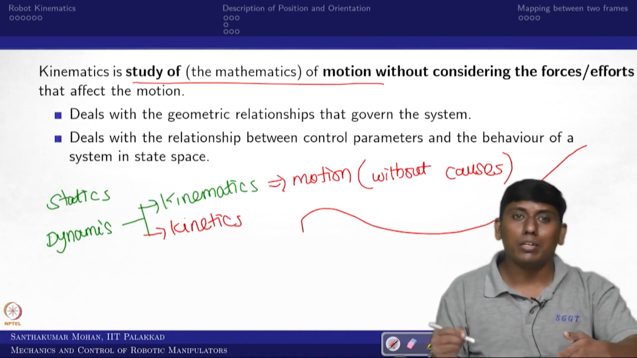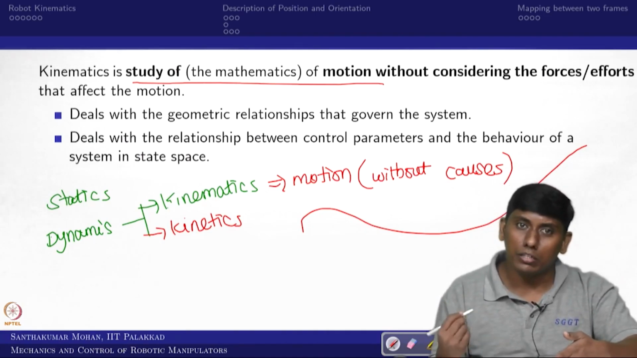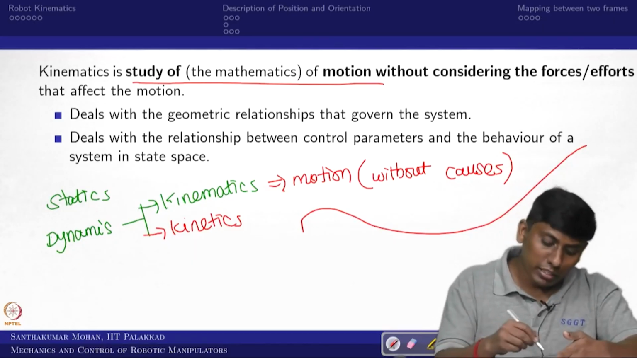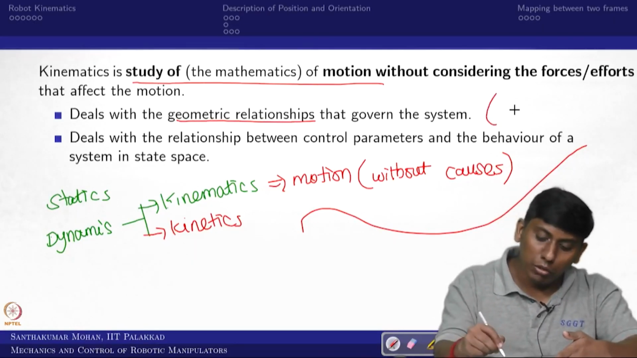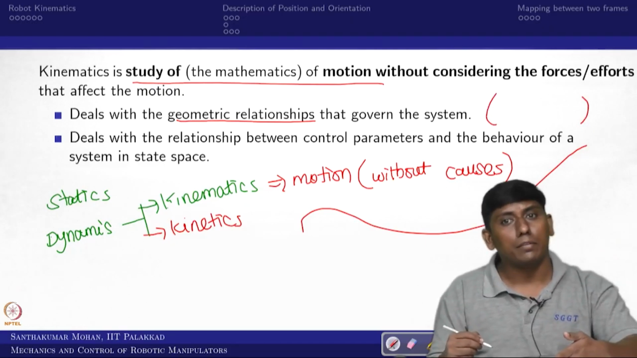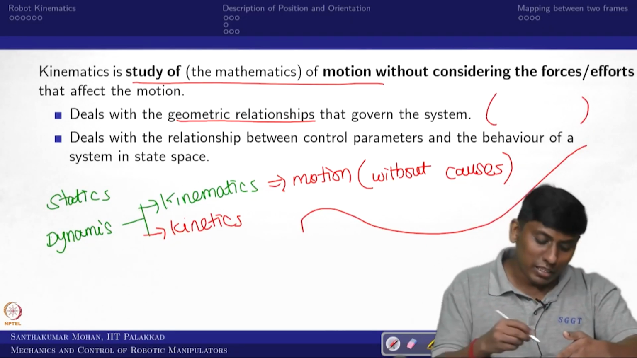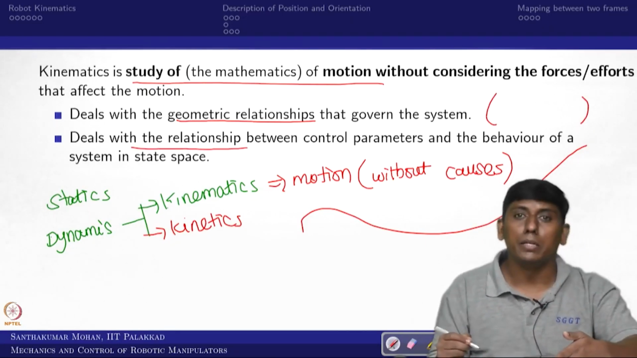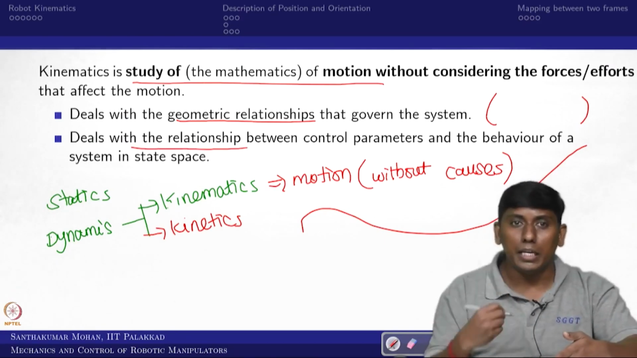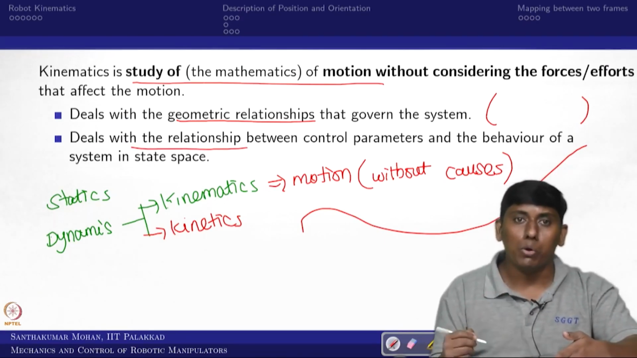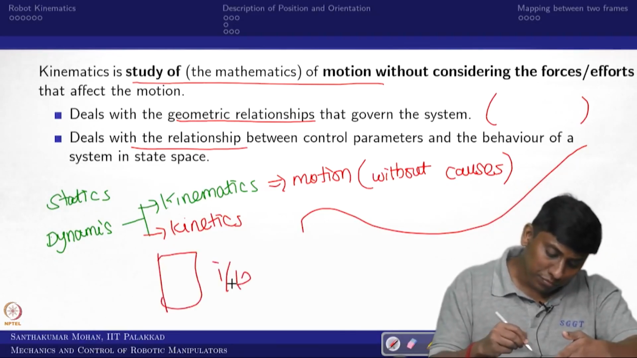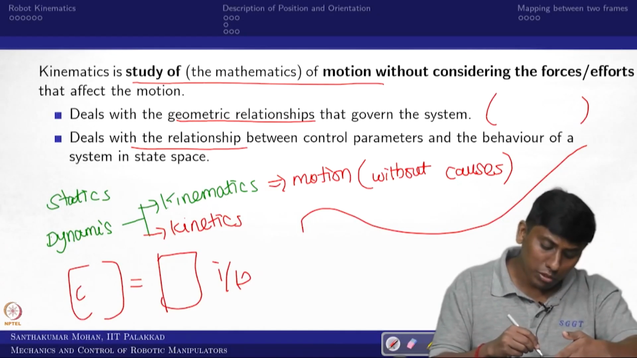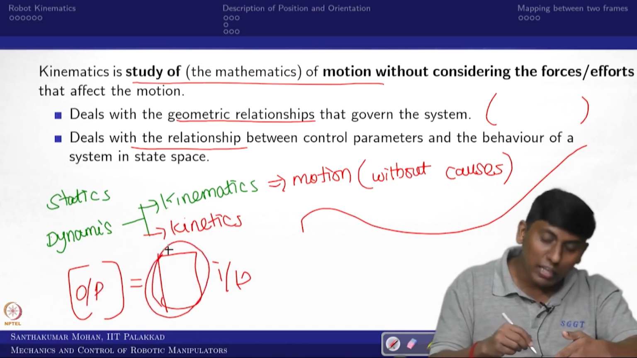So what exactly will it give us an idea about? There are two things. One is the geometrical relationship that governs the system. This is what we are going to use as a bigger aspect called robot kinematics. The second thing is that this will give a relationship between the control parameter and the behavior of the system in a space, which we simply call state space. In the sense, you have input and you have system motion, what you call output. So this relation you will get.